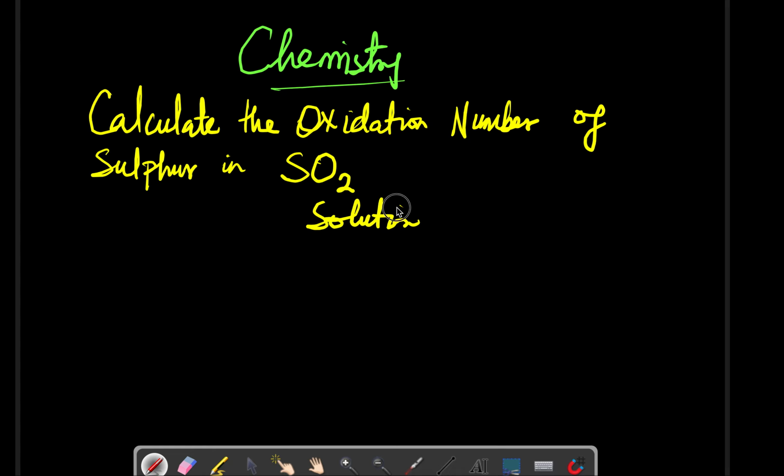So today I will be showing you how to calculate the oxidation number of sulfur in SO₂. Now this is pretty simple.